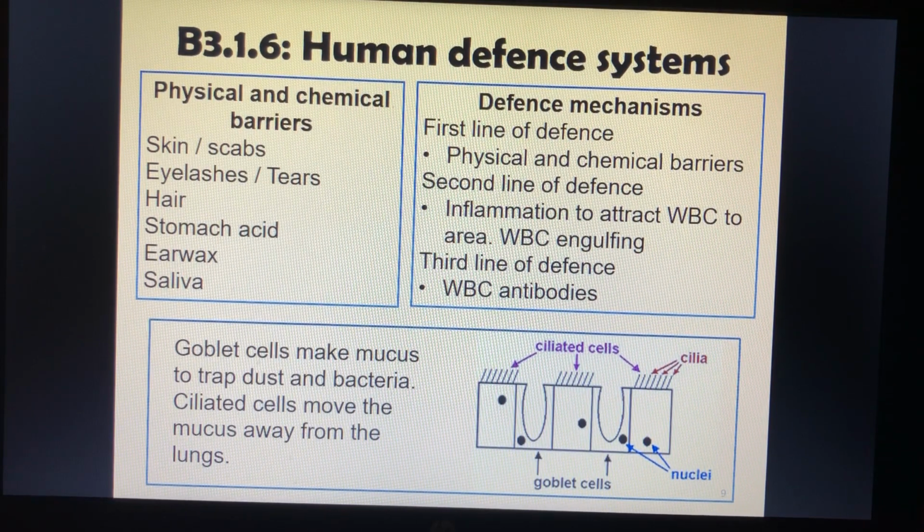Now in the trachea, which is the windpipe, we've got two types of cells. We've got the goblet cells and the ciliated cells. The goblet cells produce mucus, that's basically snot, which traps the dust and bacteria that goes into our throat. And then the ciliated cells waft that mucus up to the mouth and up to the nose, so it doesn't go down into the lungs, to keep the lungs nice and clear.